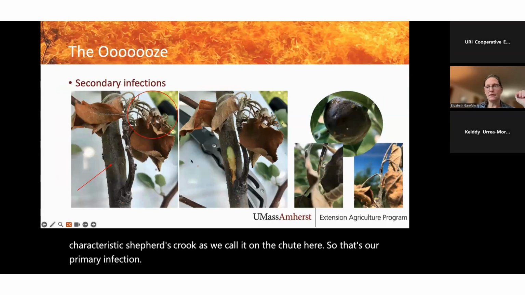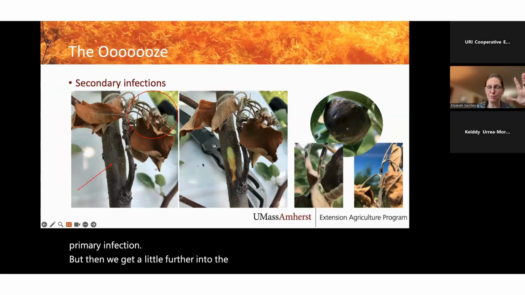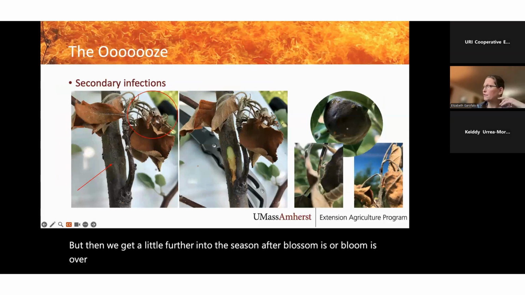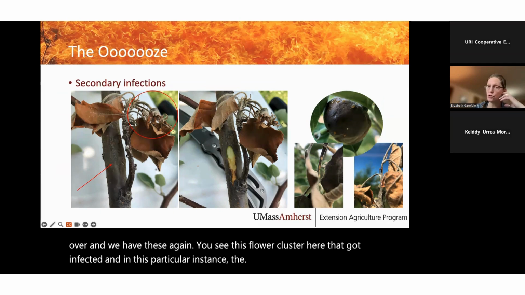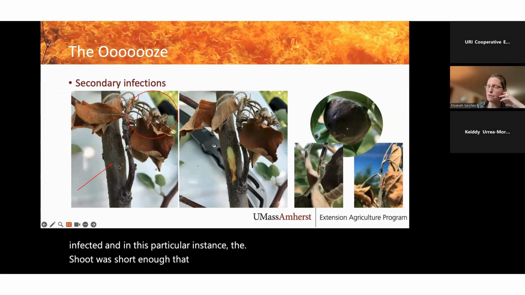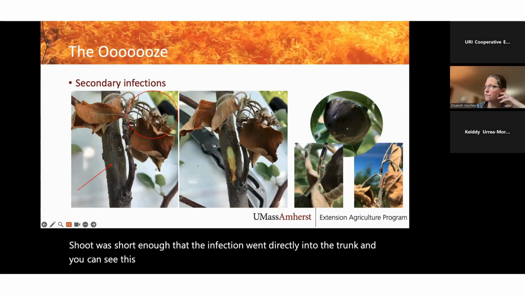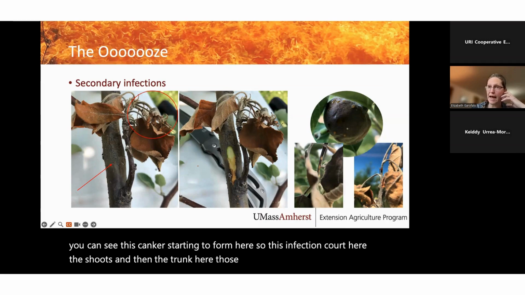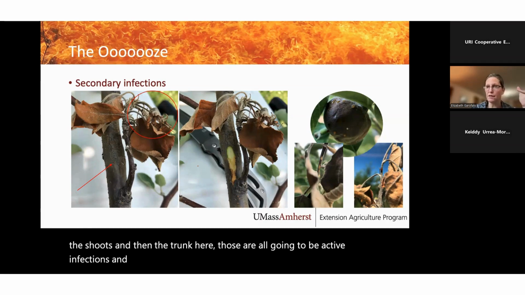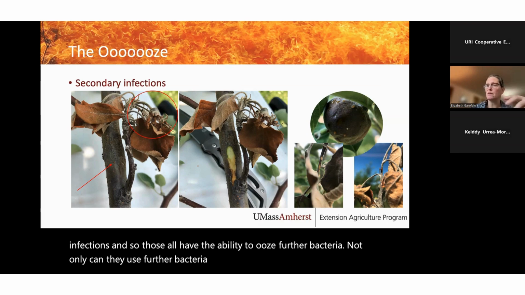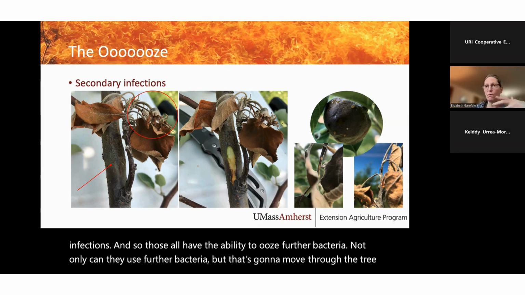But then we get a little further into the season, after blossom is over, and we have, again, this flower cluster here that got infected. In this particular instance, the shoot was short enough that the infection went directly into the trunk, and you can see this canker starting to form here. So this infection court here, the shoots and then the trunk, those are all going to be active infections. And so those all have the ability to ooze further bacteria. Not only can they ooze further bacteria, but that's going to move through the tree, and that's going to lead to what we call shoot blight.